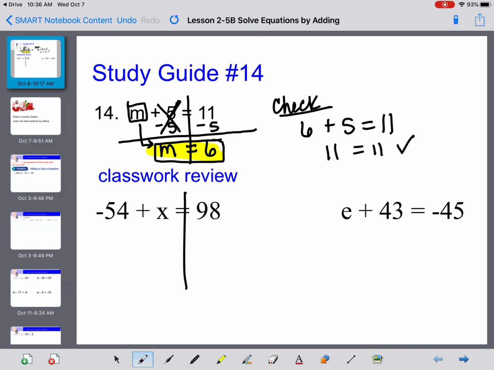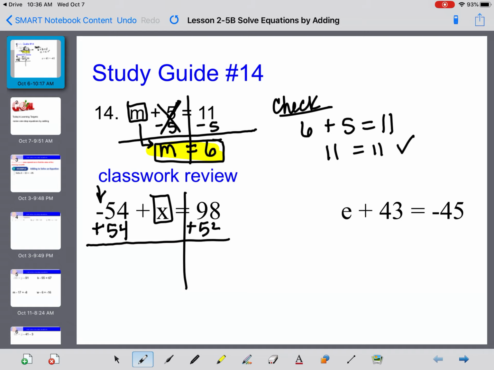Okay, a couple more examples. We will have some like these on our upcoming tests and quizzes. So do not use this sign to determine what operation to use. You use the sign of the number to determine what operation to use. I want to get x by itself. I see that we're adding negative 54. To get that to equal 0 or go away, I need to add 54. That's how it equals 0.